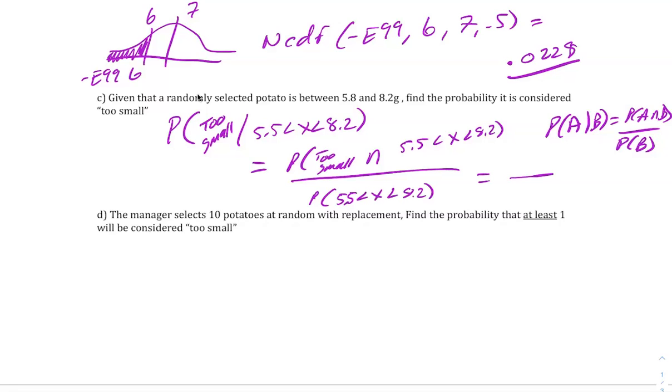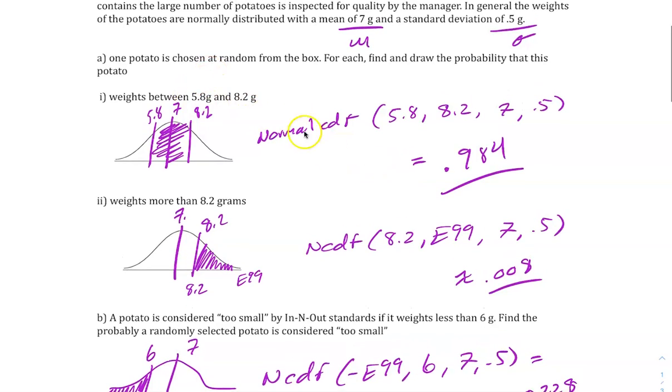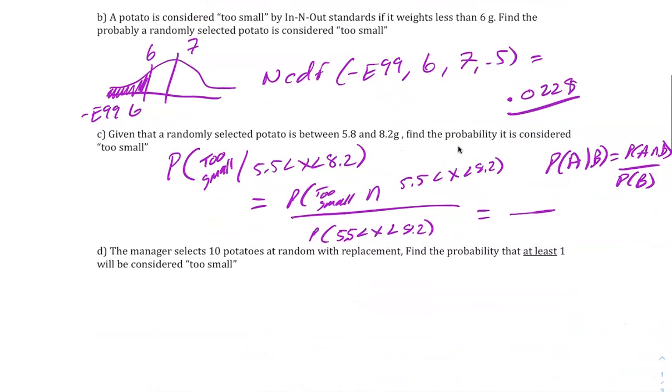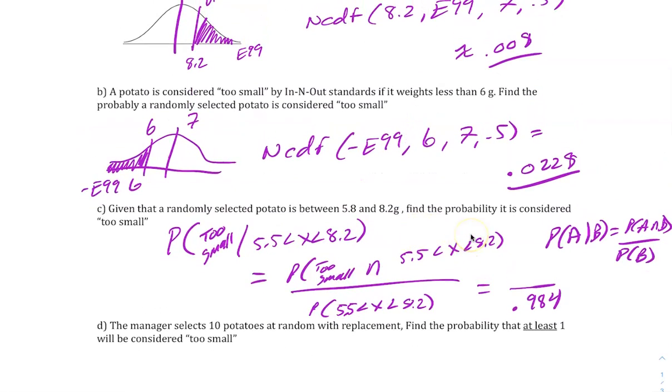Now, classic IB, I already know the bottom. We did the probability of being between 5.5 and 8.2. That's the very first question. 0.984. Now, with this one, again, the top is the worst part. Too small and in between those two. So let's do a number line. It doesn't have to be perfect, just to get the idea of what's happening. 5.5, 8.2. So we're between these two.